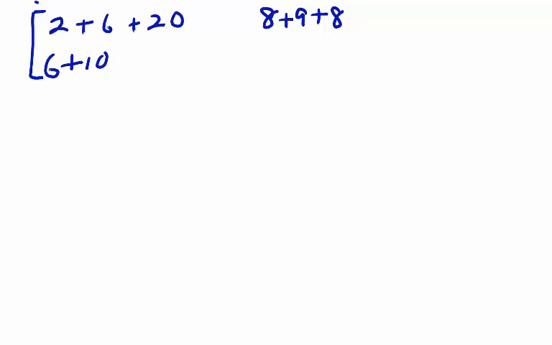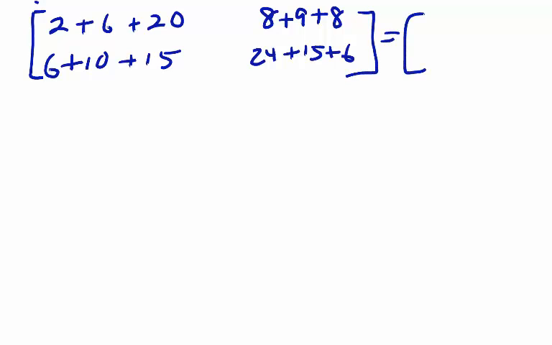Taking these products, we get 2 plus 6 plus 20, 8 plus 9 plus 8, 6 plus 10 plus 15, and 24 plus 15 plus 6. Taking these sums, our result is the 2 by 2 matrix with entries 28, 25, 31, and 45.